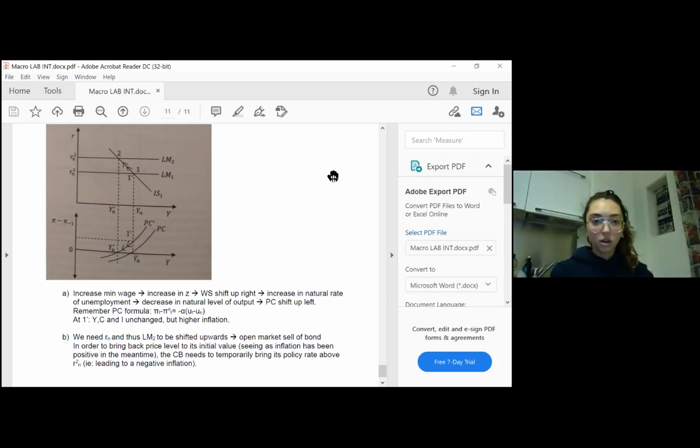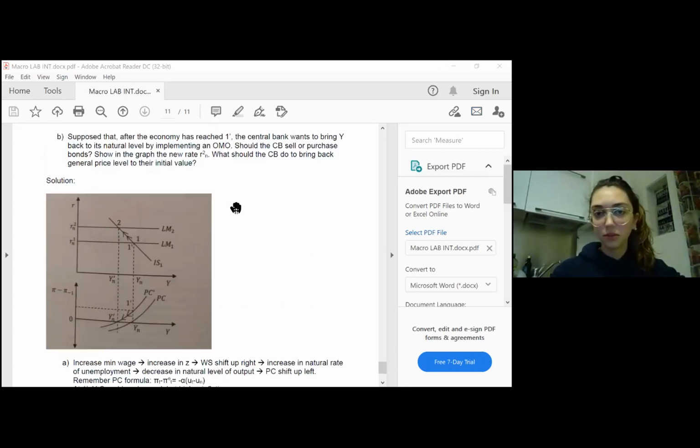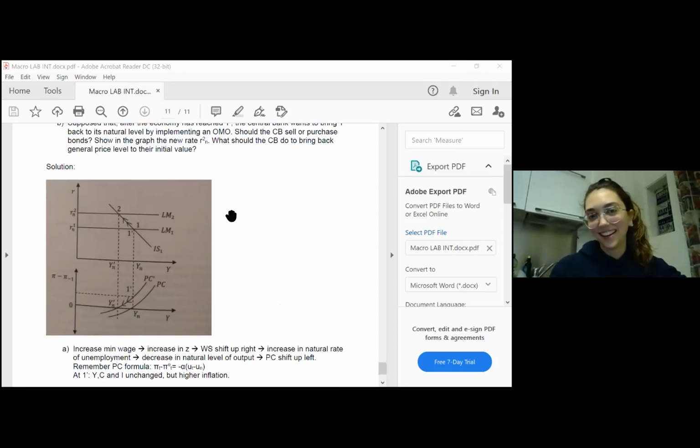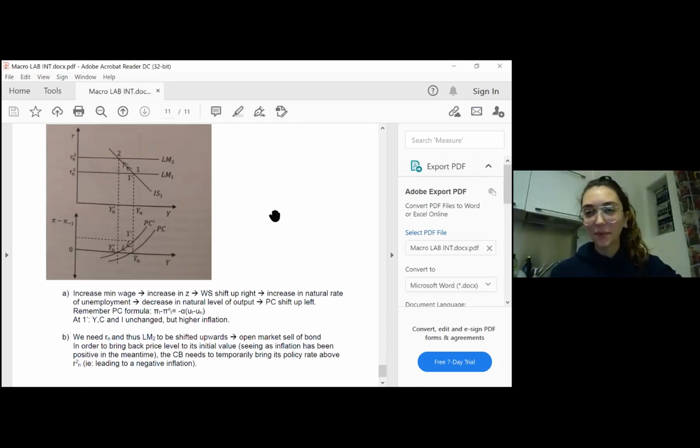Oh, what's an OMO? Yes, an open market operation. So it's either selling bonds or buying bonds. Exactly. I just wrote it as OMO because it was yesterday night, I was tired and I couldn't type. But yeah, an open market operation is when the central bank has the choice between buying bonds or selling bonds in order to manipulate the money that is in circulation and thus change the interest rates.